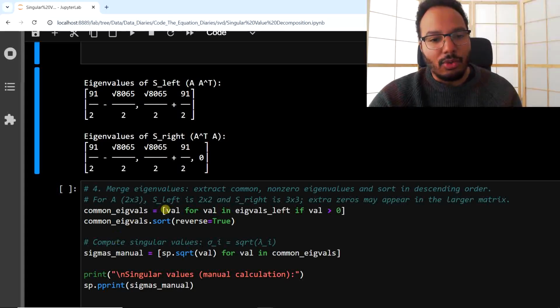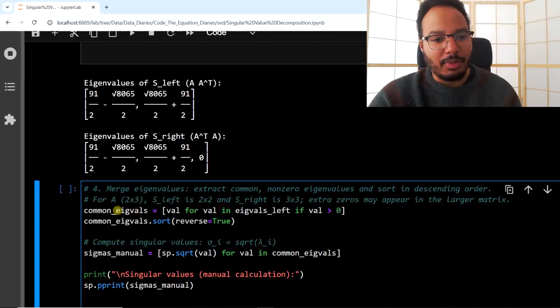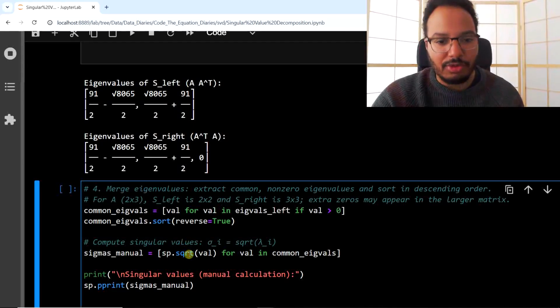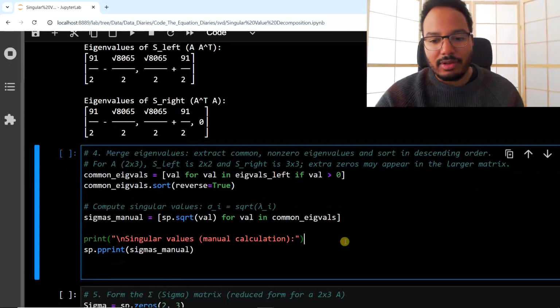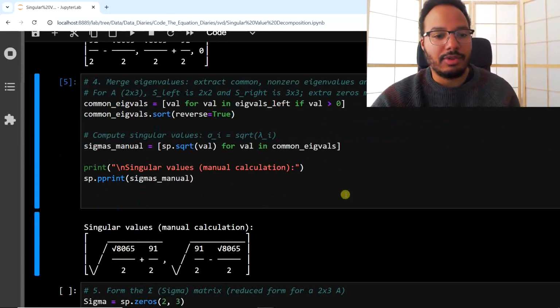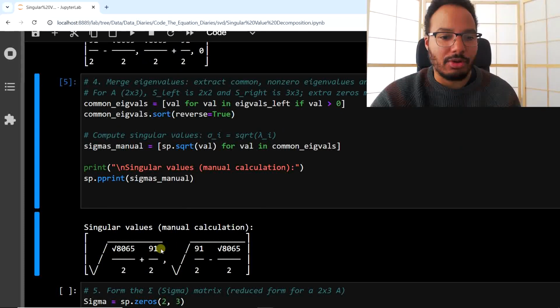Okay, so we do this over here. We get the common eigenvalues, val for val in eigenvalues left, if value is greater than 0. And we also compute the singular values. So to do that, there's one thing: we have to take the square root of the values in the common eigenvalues to get the singular values. Okay, and then we print this, and you see that we get the singular values. The manual calculation would look something like this.